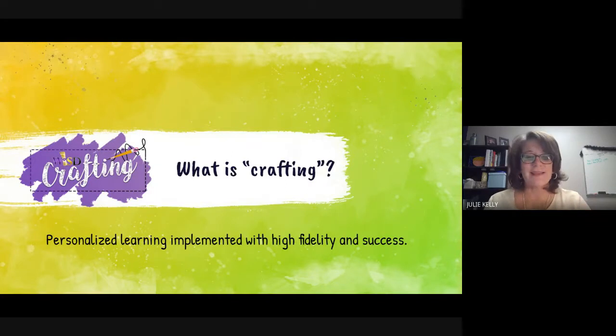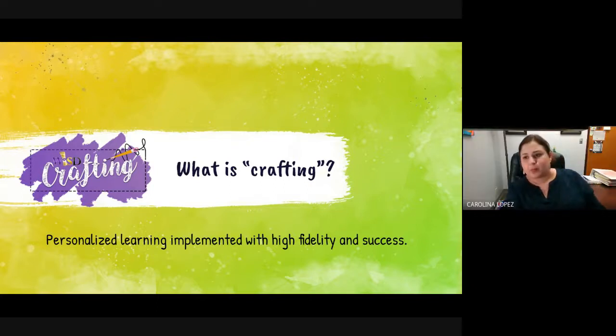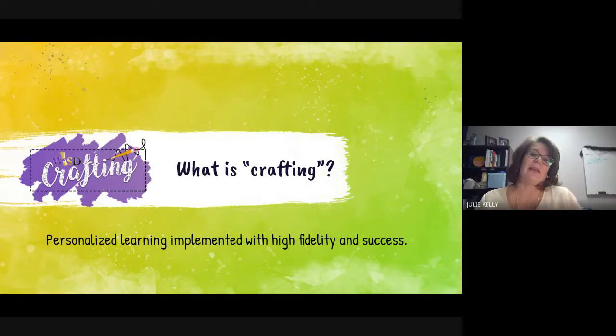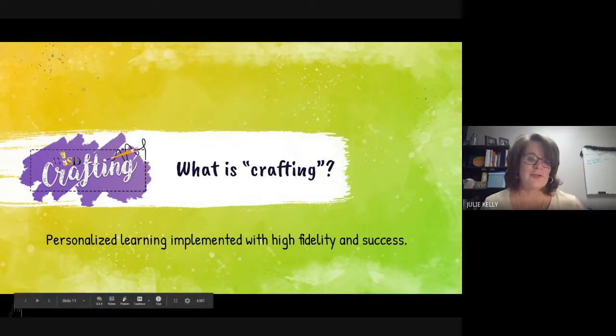And then success means the students are reacting positively and successfully to your playlist. What you are trying to teach, they are demonstrating as learning. So that's the stage where we'd like to help everybody with crafting: high fidelity, happening frequently, and with student success, of course, in learning.